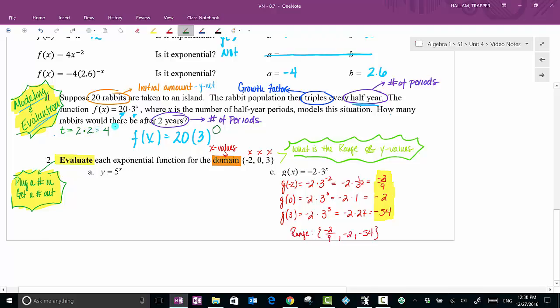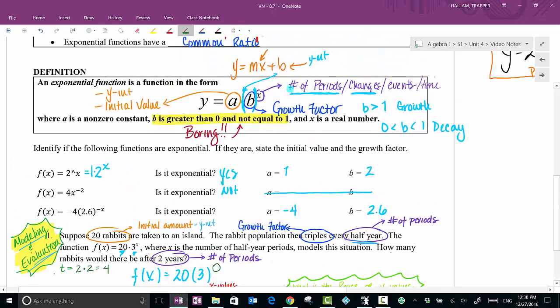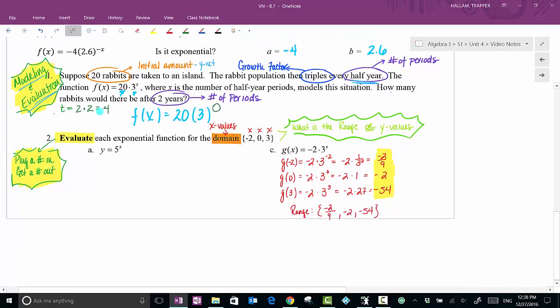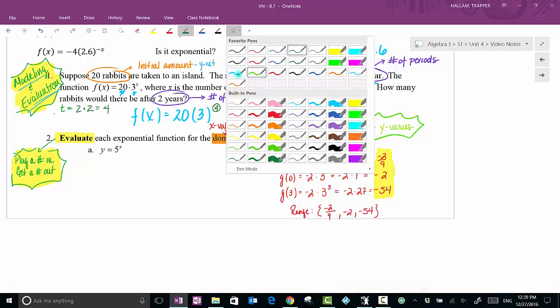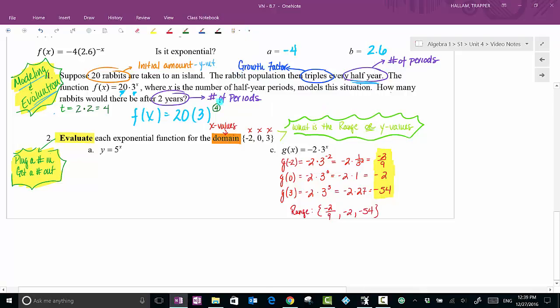So our number of changes over the 2 years, and again, I said be cautious with that. That's why we want to be very careful. The number of changes over 2 years is actually going to be 4. So some of us would rush and throw 2 in there really quickly, and we need to make sure that we don't do that. If we put that into our calculator, you'd want to do it in chunks, so you probably want to take 3 to the 4th first, and then multiply it by 20. What you're going to find out is that it's going to be 1,620.